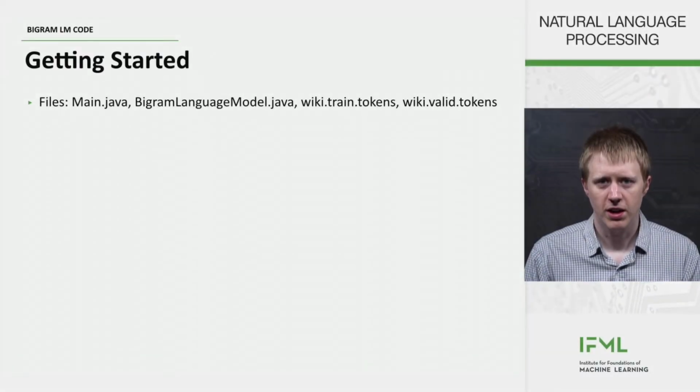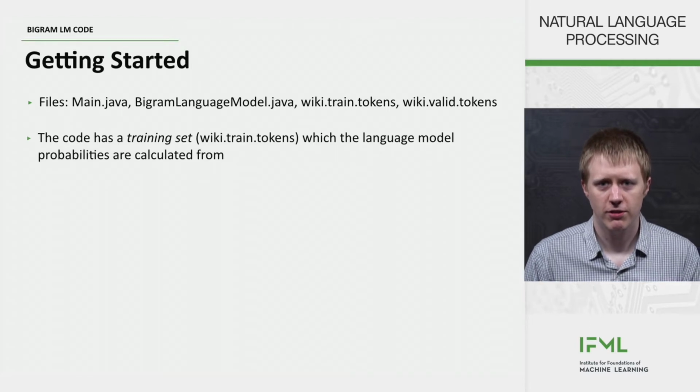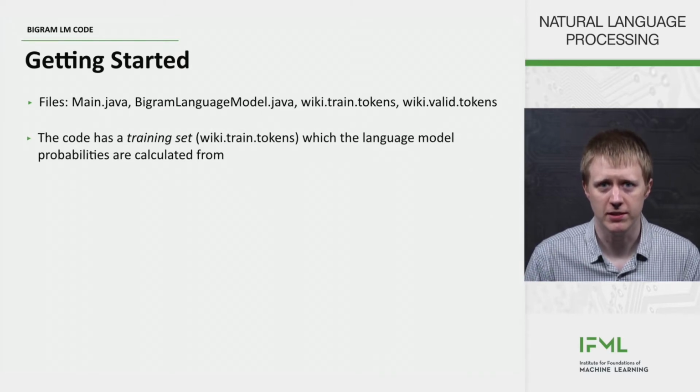In this segment, we're going to talk about some of the overall structure of the code and get into some of the details of file reading and estimating the language model. You're basically given 4 files here: Main.java, BigramLanguageModel.java, and then 2 data files. The first, wiki.train.tokens, is what we call our training set. That's what we're going to count up to estimate our language model probabilities.